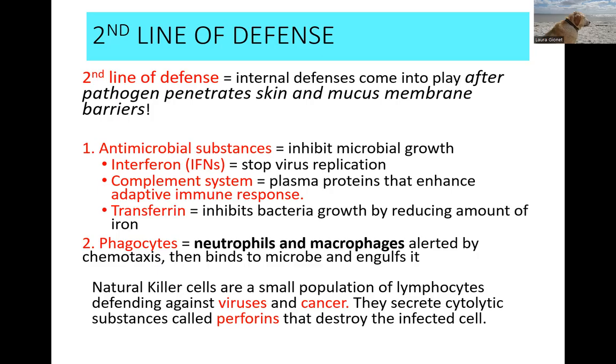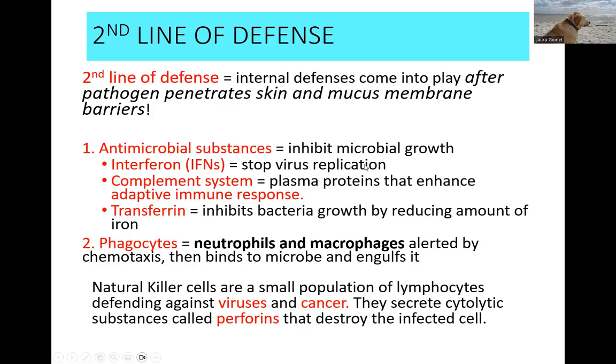Transferrin, right? Trans means to transport, and ferrin means iron. Transferrin are molecules that bind to iron that's in your plasma, and it interacts with it and grabs it and transports it essentially out of the blood. Because bacteria like to use iron also. So by binding to these iron molecules, it inhibits bacterial growth by reducing the available amount of iron in the environment where this bacteria is located. So essentially, you're kind of starving them out, starving out your bacteria.